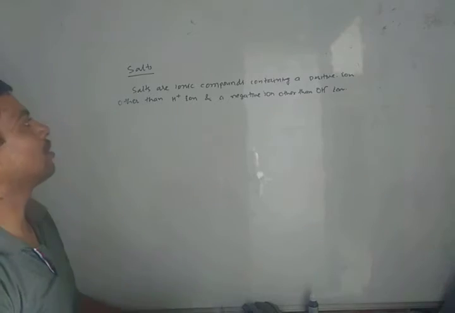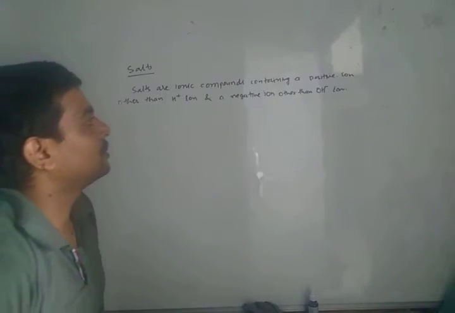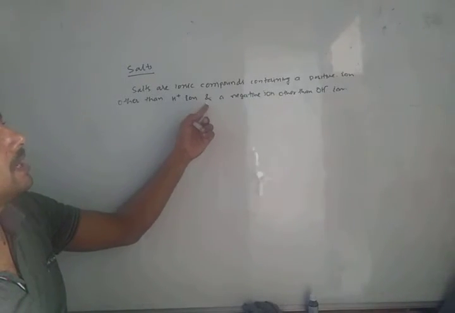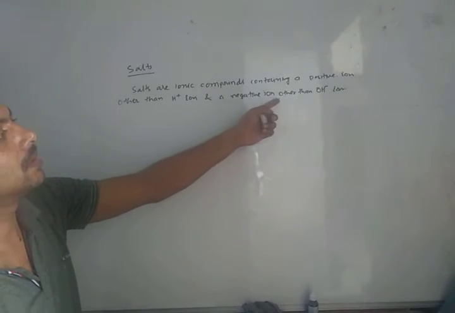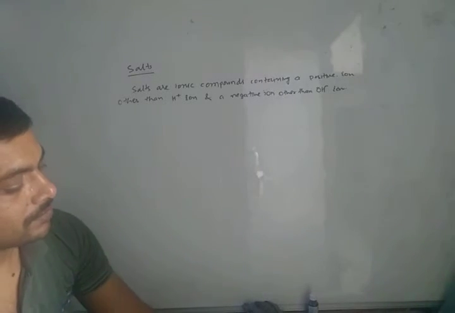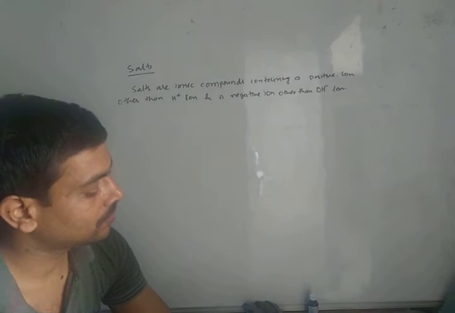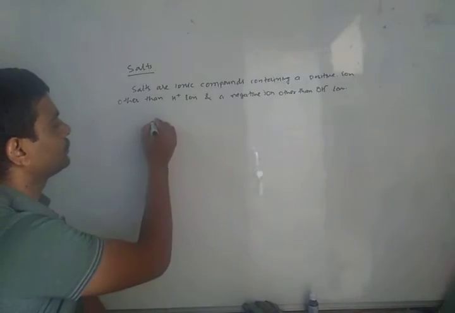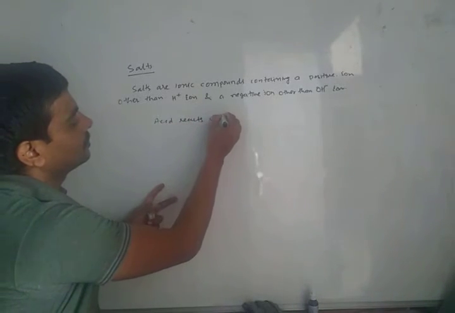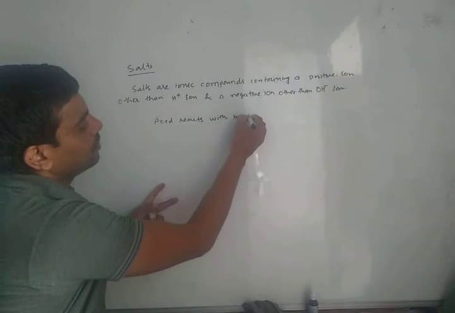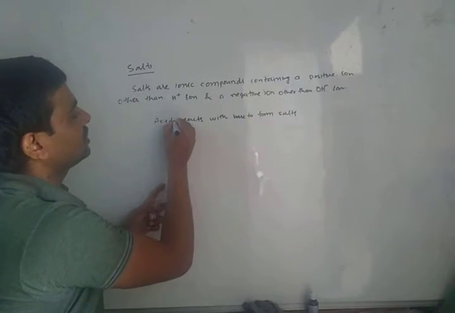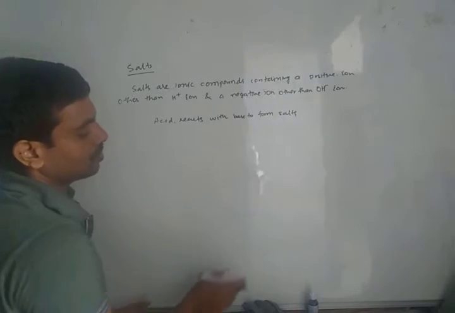What is salt? Salts are ionic compounds containing a positive ion other than H plus, the hydrogen ion, and a negative ion other than the hydroxide ion, OH minus. Acid reacts with base to form salt.